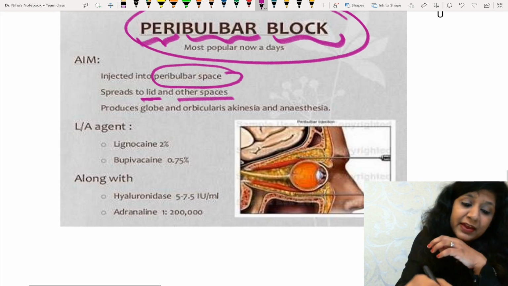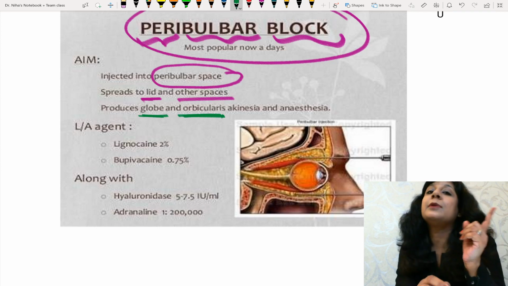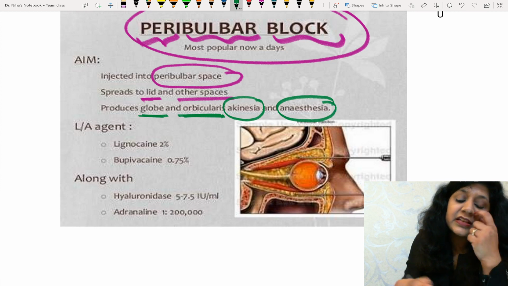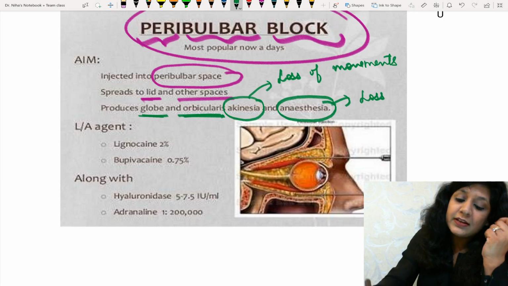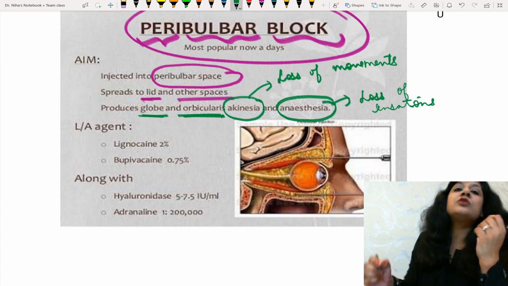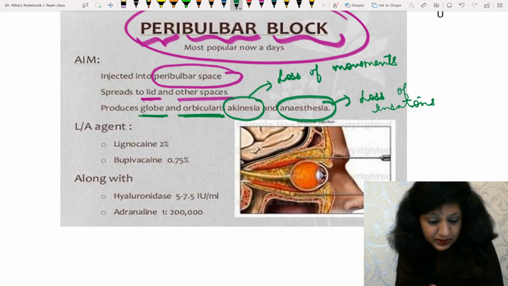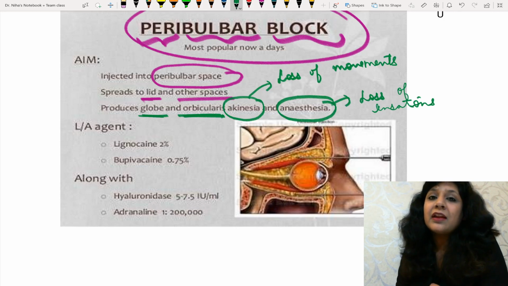So if you look at the effect, I am getting the globe as well as the orbicularis. Orbicularis means orbicularis oculi present in the lid. Both akinesia as well as anesthesia, means there will be loss of movements as well as loss of sensations. Though the amount of akinesia, loss of movements, is not as good, yes, a sufficient amount of akinesia is also obtained. Now, what are the agents that we are using? There we were using the xylocaine or lignocaine along with the hyaluronidase.